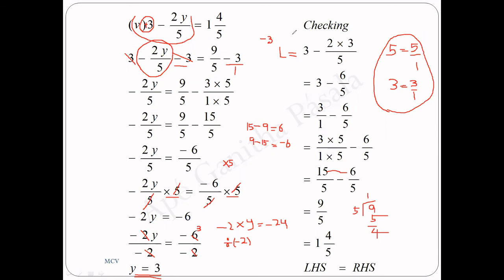So what is the answer of the left hand side? When you substitute, the left hand side is 1 and 4 over 5. What is the right hand side? The right hand side is also 1 and 4 over 5. So both the left hand side and right hand side are equal. If LHS equals RHS, you can say that your solution is correct. That is the method of checking solutions.